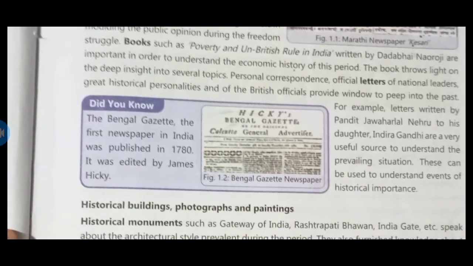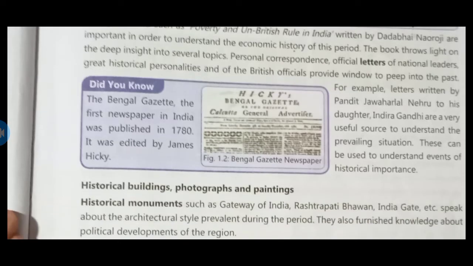So, see, Bengal Gazette was the first newspaper in India. I told you the first newspaper was of Bal Gangadhar Tilak, but it was in Marathi actually. That was the first one in Marathi, and the Bengal Gazette was of Calcutta. It was published in 1780, and as we know, the modern period started in 1600. So after 180 years it was published, or we can say it was printed.